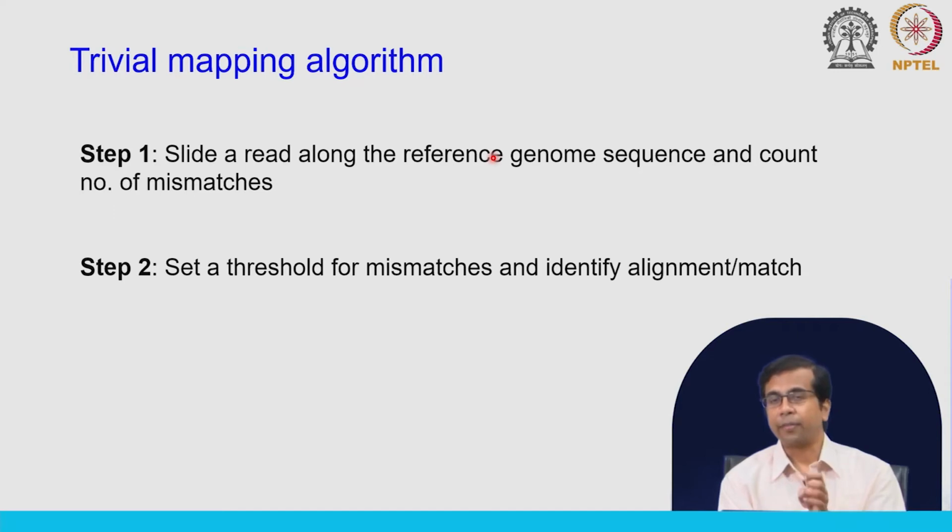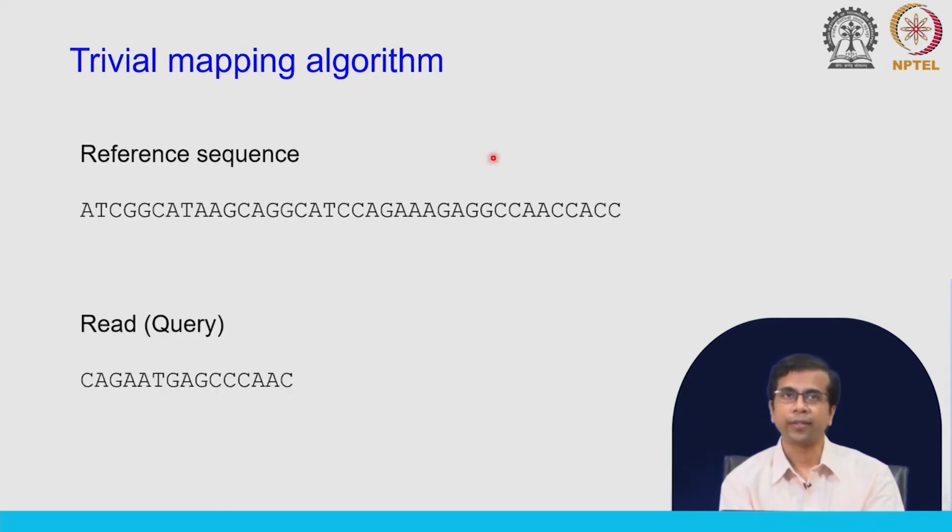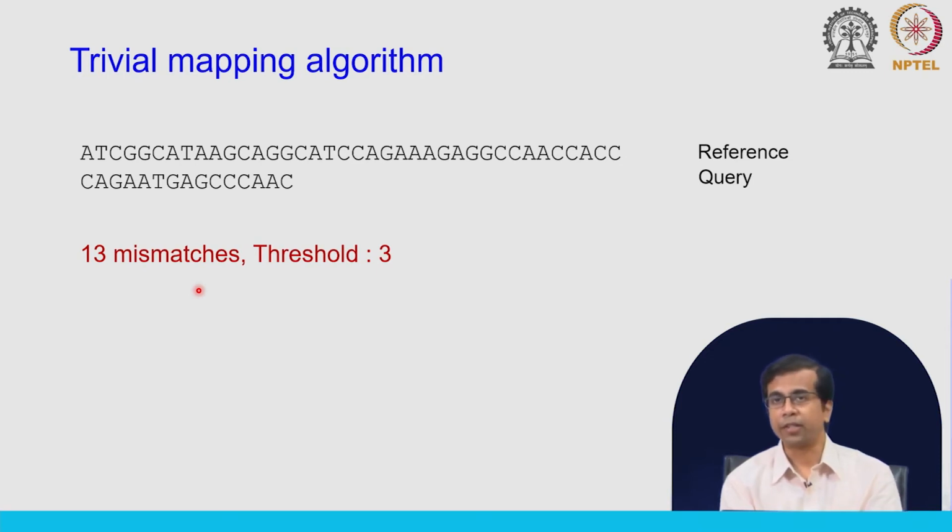So, let us take some examples and then we will understand how this works and the limitations of each of these processes. Here is the reference sequence, for example, this is our genome data, and we have the read, which is the query sequence. What we want to do is find the location of this read in the reference sequence. Based on this brute force approach, we put this read against the reference sequence. Here we start from the first position, with the reference on top and the query below, and we count the number of mismatches.